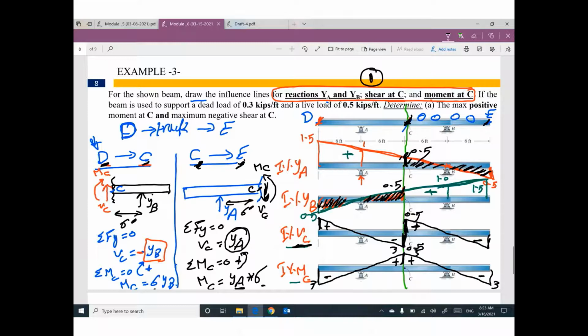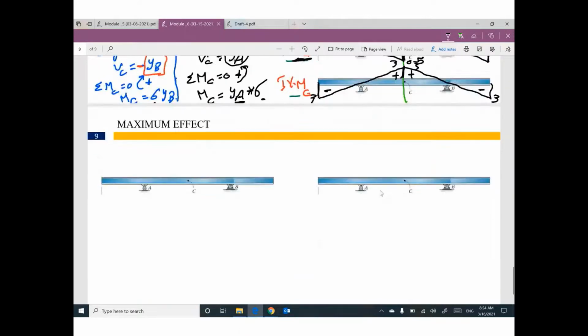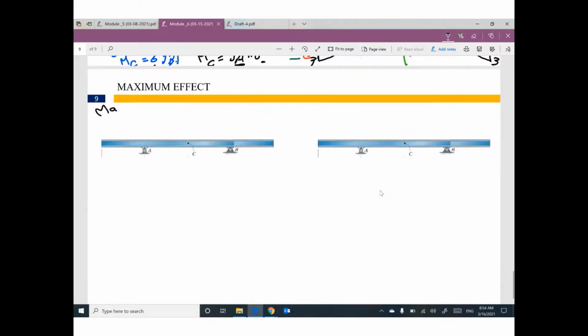The second part: if you have dead load equal to 0.3 and live load equal to 0.5, can you tell me what is the maximum positive moment at C? What is the maximum negative shear at C? Let's start with maximum positive moment at C. First of all, can you remind me what the influence line was?